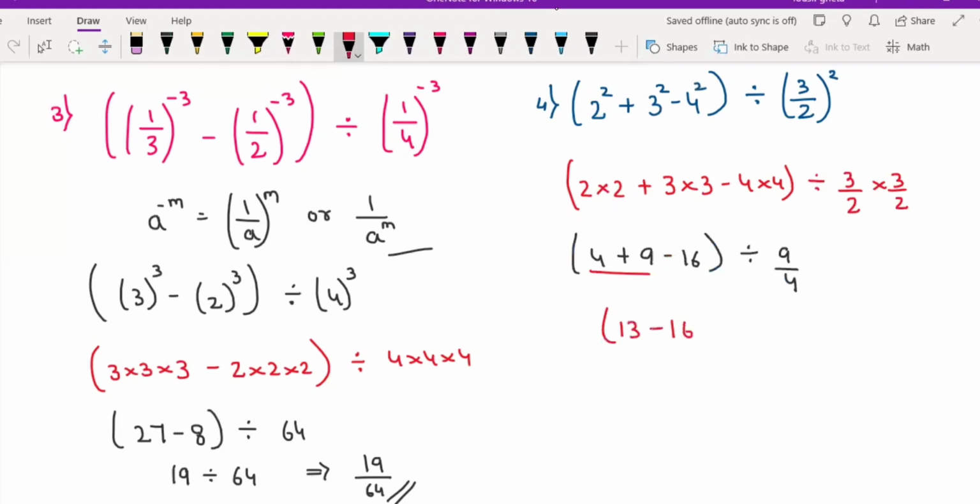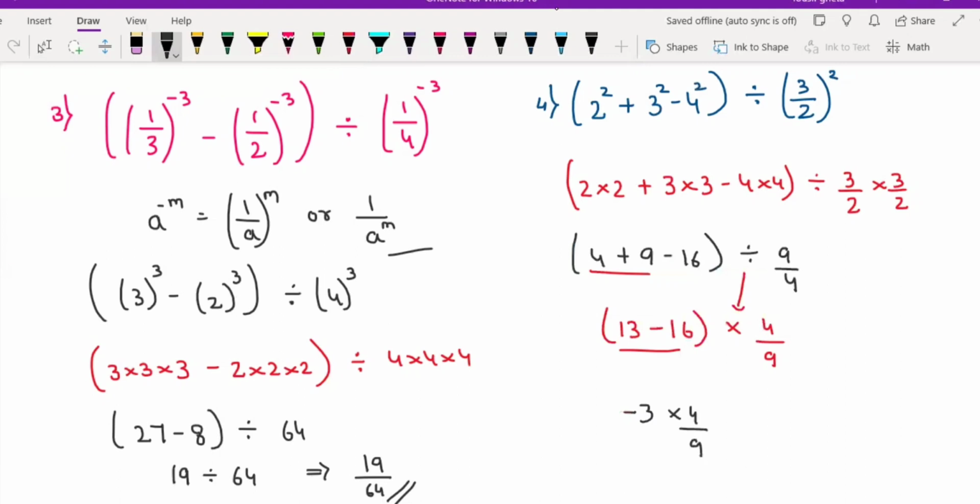It is division, so we should convert it into multiplication. If we are converting into multiplication, the right side term gets reciprocal. That is, 9 by 4 reciprocal is going to be 4 by 9. And 13 minus 16 will give the value as what? Minus 3. We write negative because the greater term is 16 and the sign for 16 is negative. So your solution also will be negative, into 4 by 9.